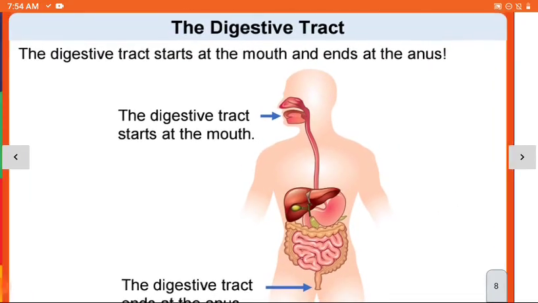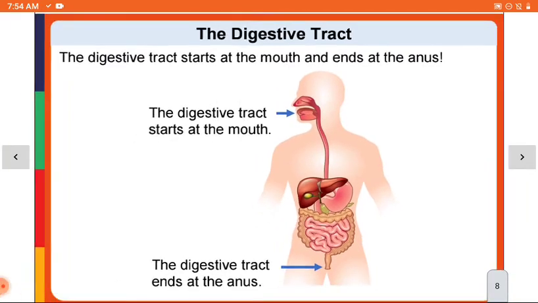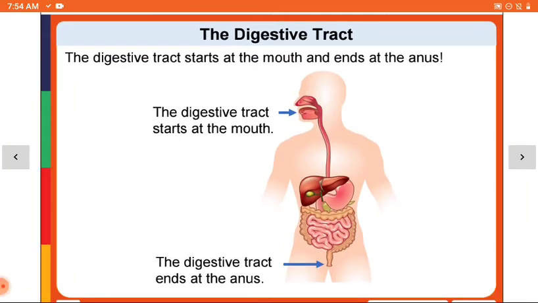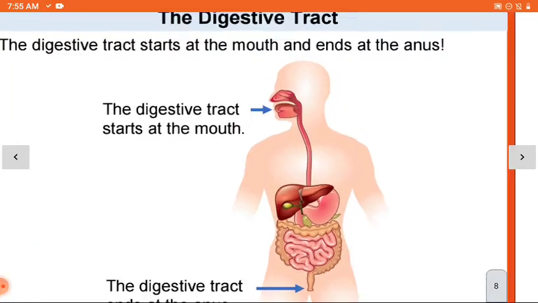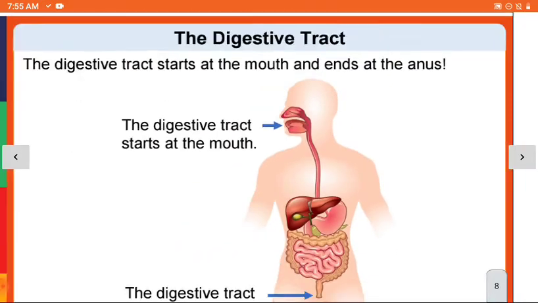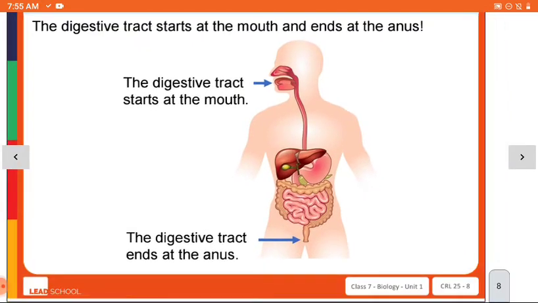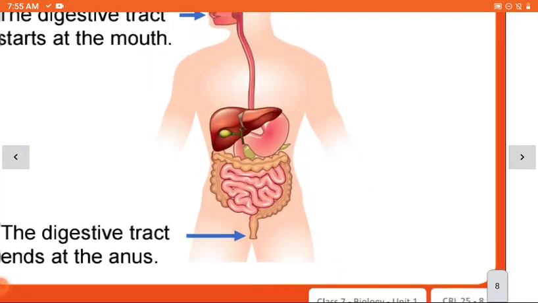Next one is the digestive tract. The digestive tract starts from the mouth and ends at the anus.